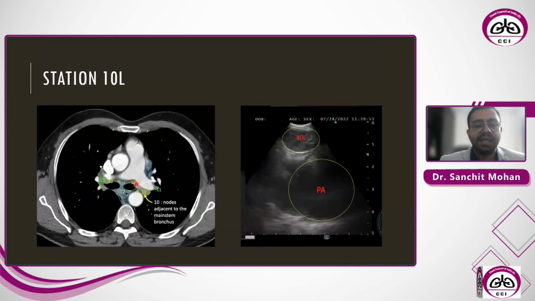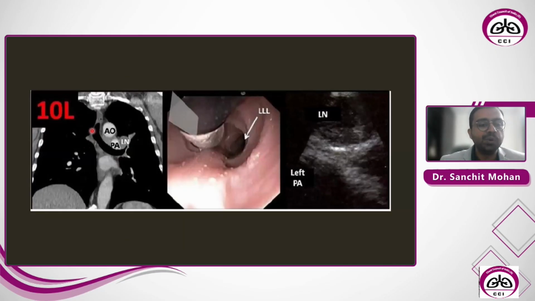So going to station 10L, this is the axial CT image showing station 10L. This is the endobronchial ultrasonography image of station 10L, and just below the station 10L, you have a pulmonary artery. So what you have to do is you have to insert your scope into the left main bronchus. This is the endoscopic view where you can see the EBUS scope entering into the left main bronchus. This is the left lower lobe opening, and this is the left upper lobe opening.